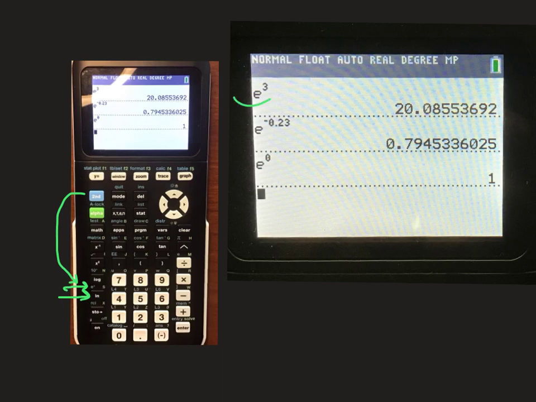I punched in e cubed. There you go. That's 2.71828 to the third power. A negative exponent, remember, flips the e, which makes it 1 over e, which is 1 over 2.71828. Then it raises it to the 0.23 power, which makes it a decimal. And the third thing, I did e to the 0 power. And remember, anything, even e to the 0 power, is always 1. So you can use your calculator to find the values, and that's going to be the first thing you do today. It should be pretty easy. Just practice using that button.